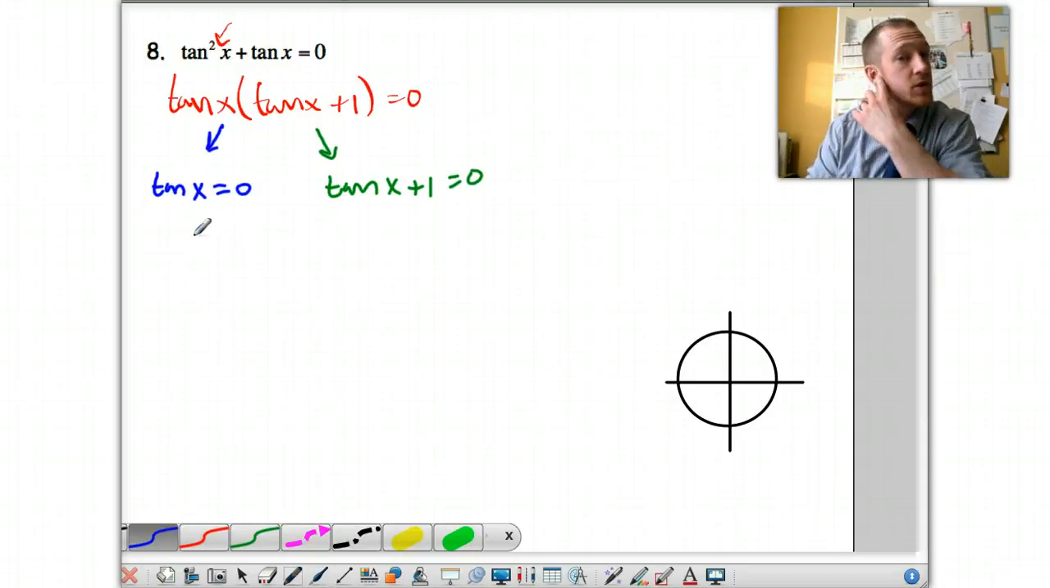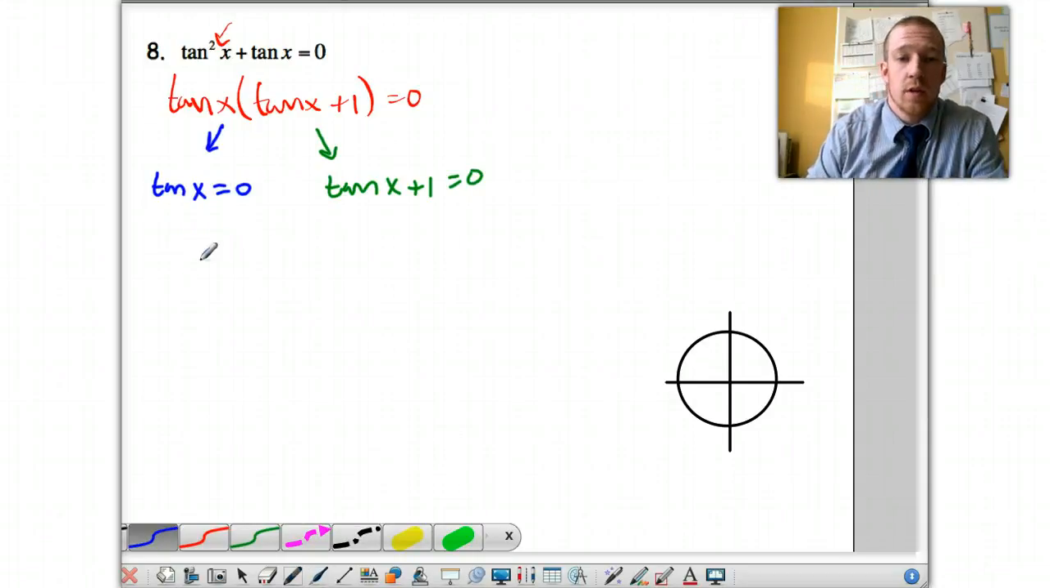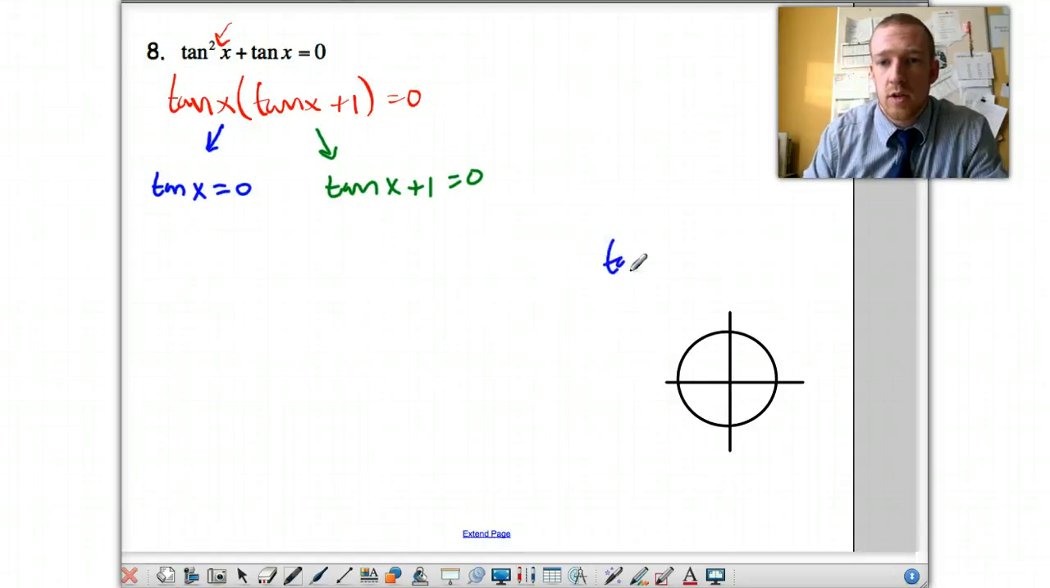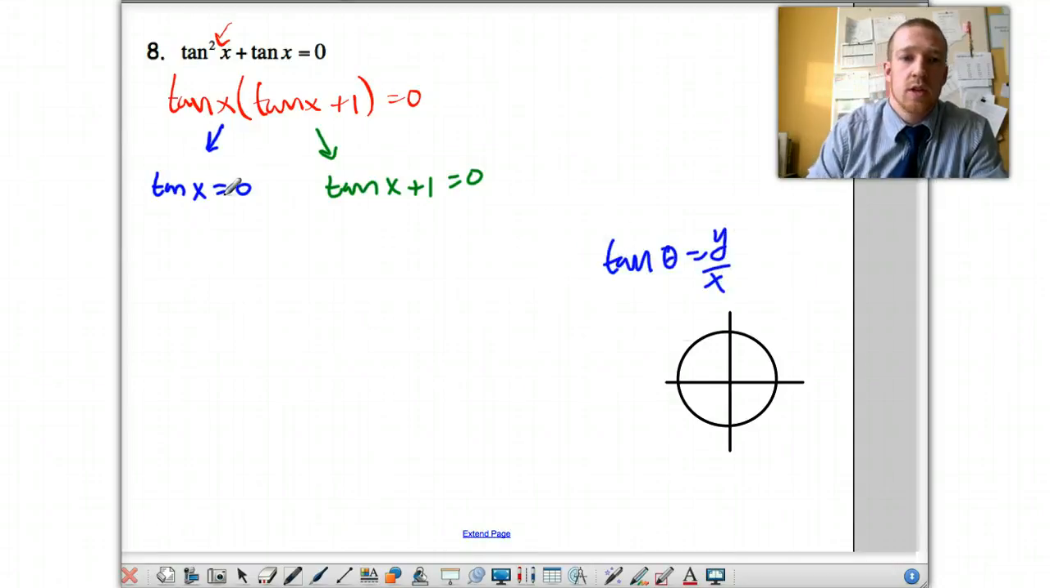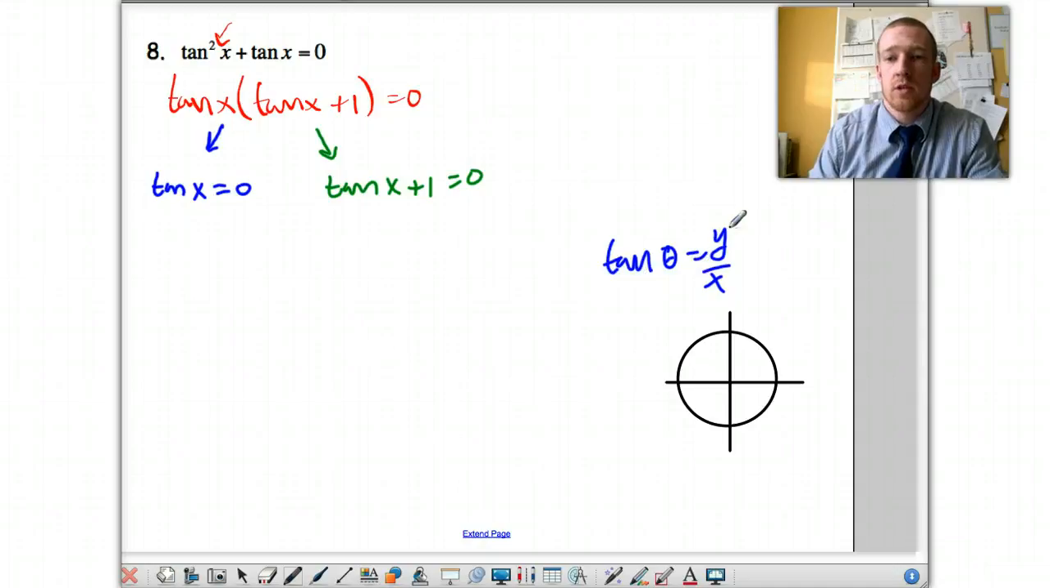So tangent x equals 0. Remember that tangent of an angle is the y over x. So tangent x is going to be 0 when y is 0, because 0 over a number gives you 0. So that's going to be here and here. That's where our y values are 0, or our sine values are 0. So that's going to give you x is 0, pi, and 2 pi.